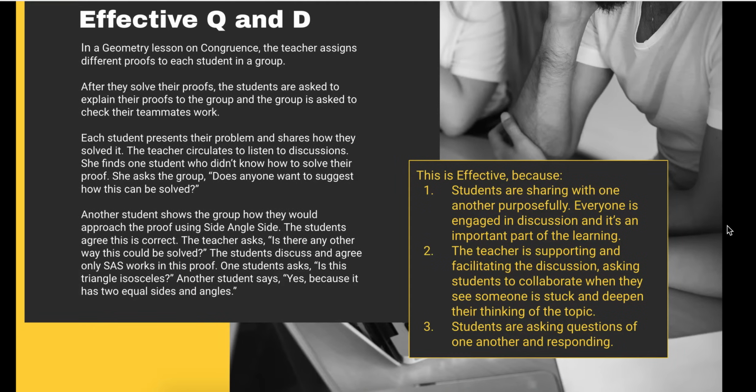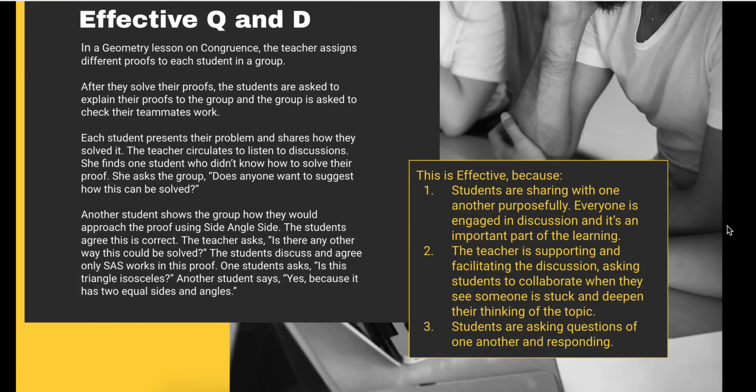To move an effective lesson to highly effective can be really difficult. An effective lesson looks like, in a geometry lesson on congruence, the teacher assigns different proofs to each student in a group. After they solve their proofs, the students are asked to explain their proofs to the group, and the group is asked to check their teammates' work. Each student presents their problem and shares how they solved it.